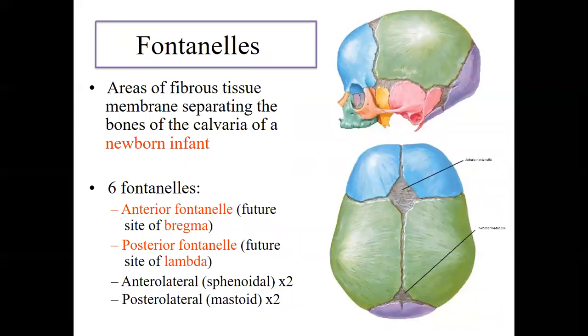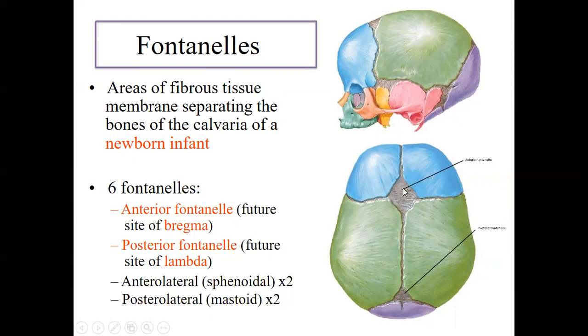Okay, fontanelles. This is another important thing that you have to know. A fontanelle is an area of fibrous tissue membrane that separates the bones of the calvaria of the newborn infant. Okay, newborn infant. You can only find fontanelles in the newborn infant. So this fibrous tissue membrane separates the bones of the calvaria. So you can see here we have the fontanelles. There are six fontanelles altogether.